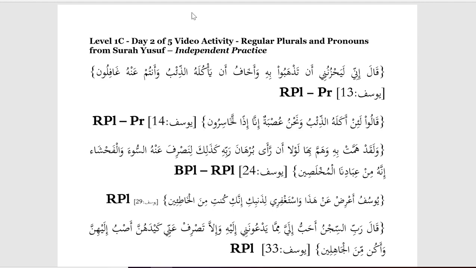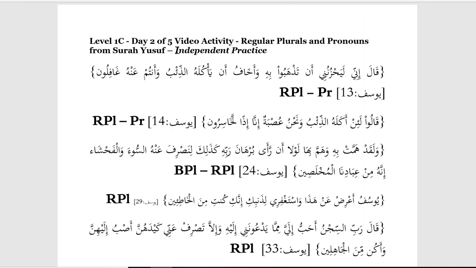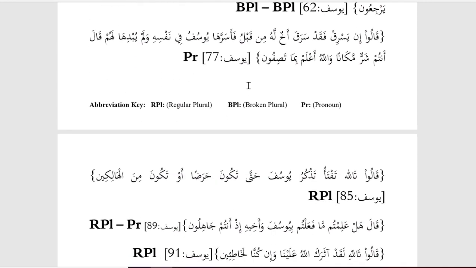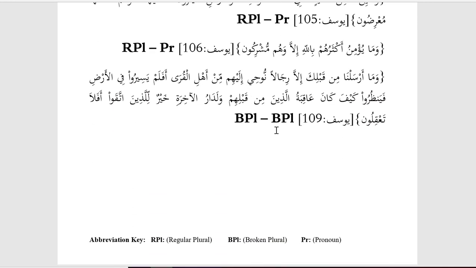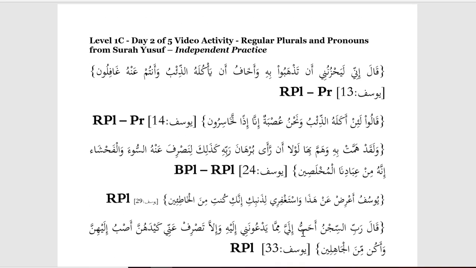It says here on yours, independent practice. The previous one that I did with you said controlled practice with instructor. But this one that I'm going to send you is going to say independent practice. And so you have a collection of ayat, and you need to find those items. Each time you see one, that means one of them is in there. So here you see BPL twice. That means there are two broken plurals in here that you need to find. If you get stuck, you can't remember what those mean, then you'll go down here to the bottom of the page. There's a key that tells you what each of them means.